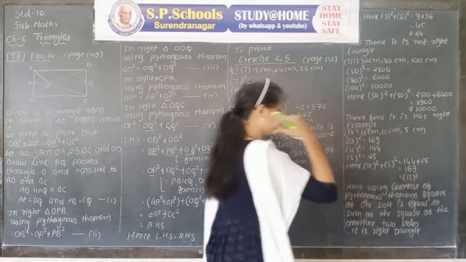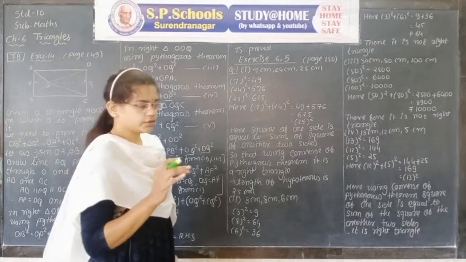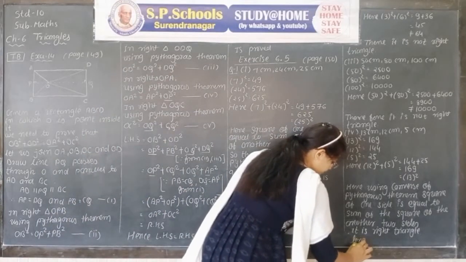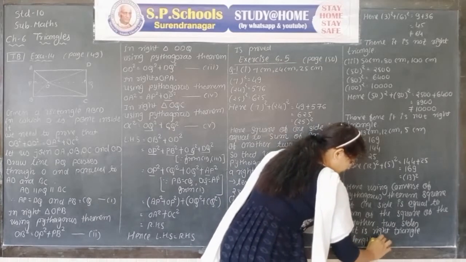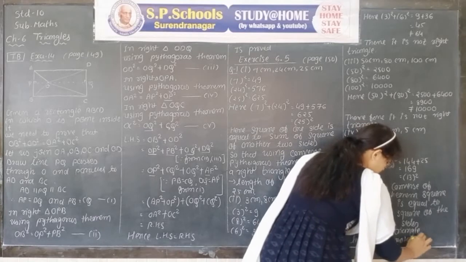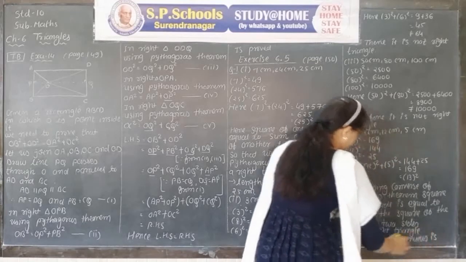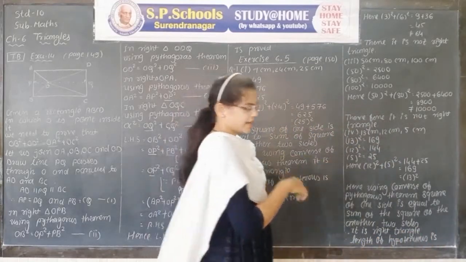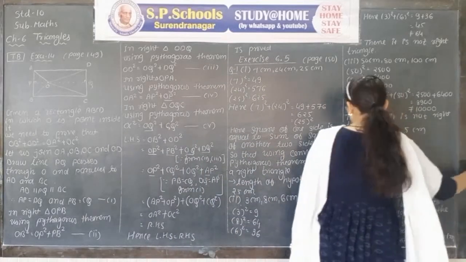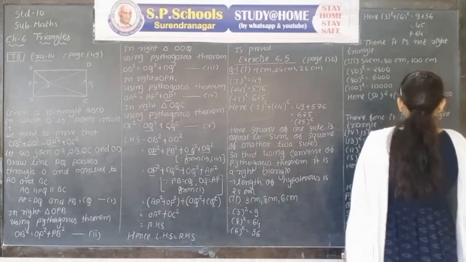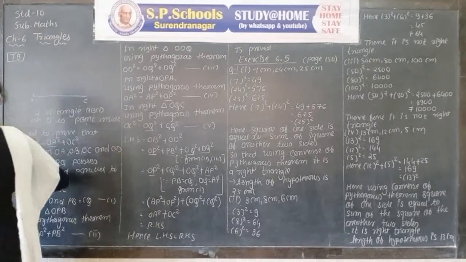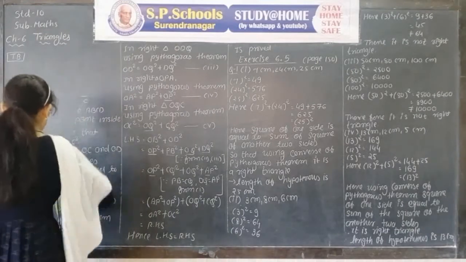If it is a right triangle, we have to say the length of hypotenuse. Therefore, the length of hypotenuse is the highest side, 13 centimeter. Now we discuss the next question from the exercise.